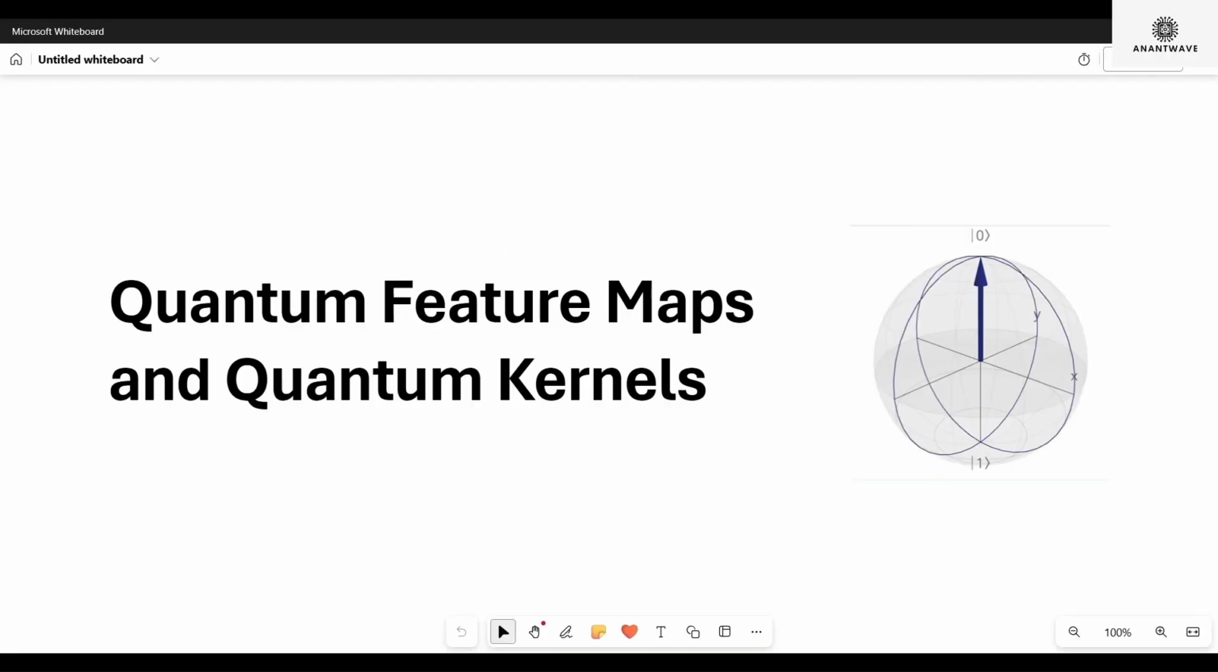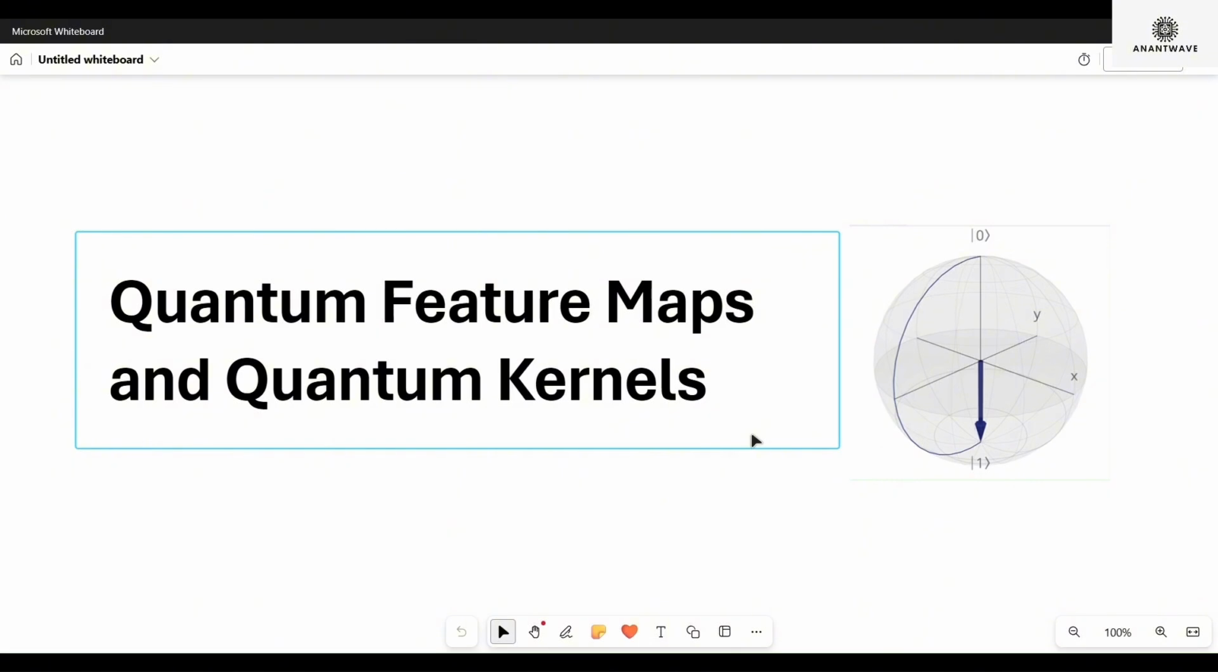What if we could measure the similarity between two data points, but not in regular space? In a space so vast and complex, even classical computers struggle to describe it. Welcome to the world of quantum machine learning, where data meets the power of quantum mechanics. In this video, we are diving deep into two core concepts: quantum feature maps and quantum kernels.